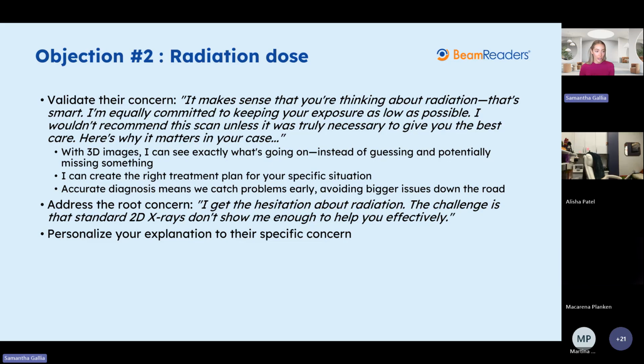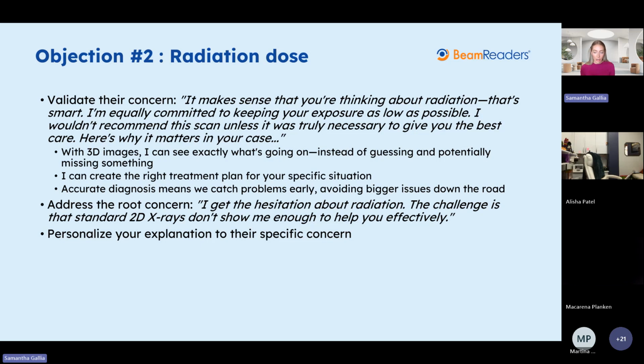When you make it clear to a patient that you are giving them the best care, and that this is necessary and they will not get the best care without it, it makes it a lot easier for them to say yes. And then, like I mentioned before, I really like to compare the radiation doses to things in real life, saying, "This 2D radiograph is like living on Earth for a single day."